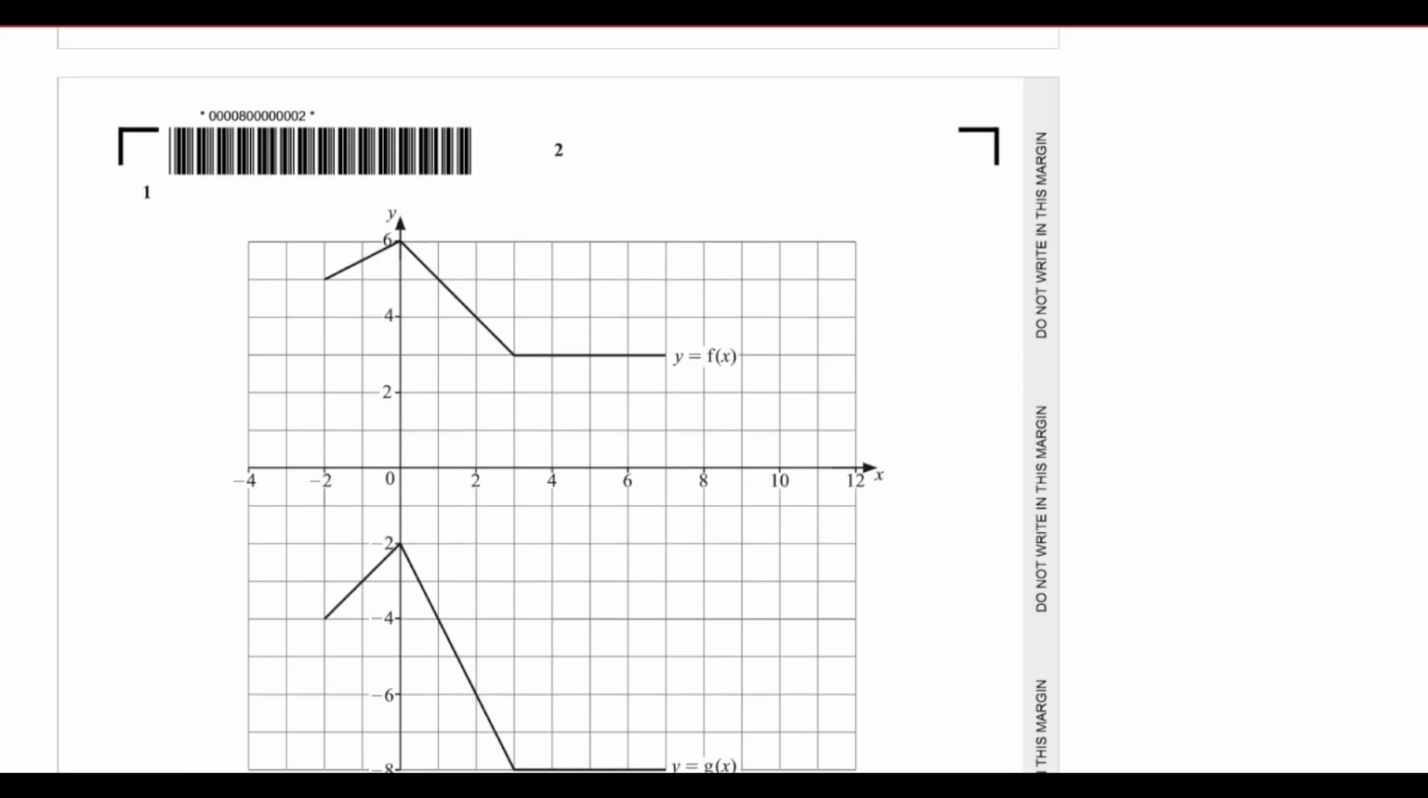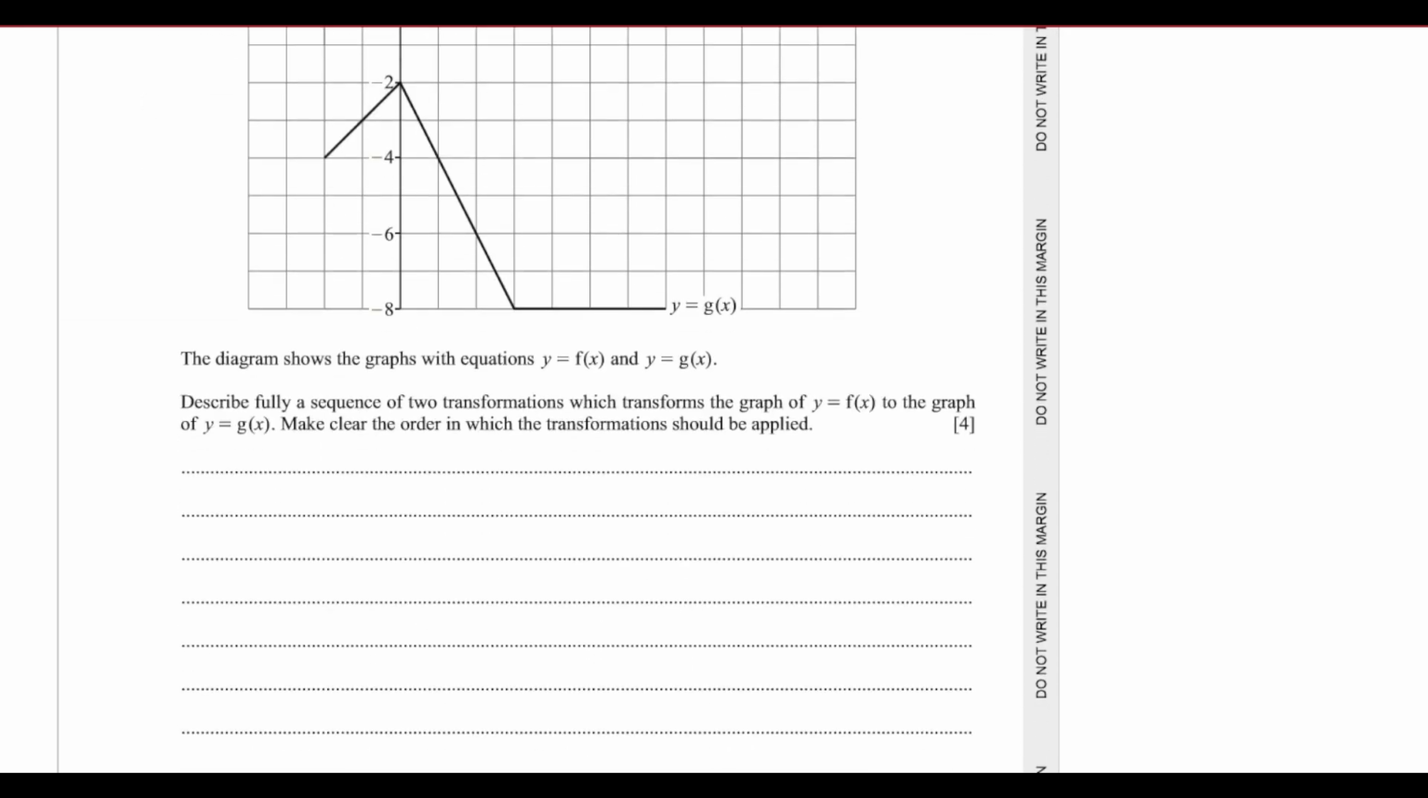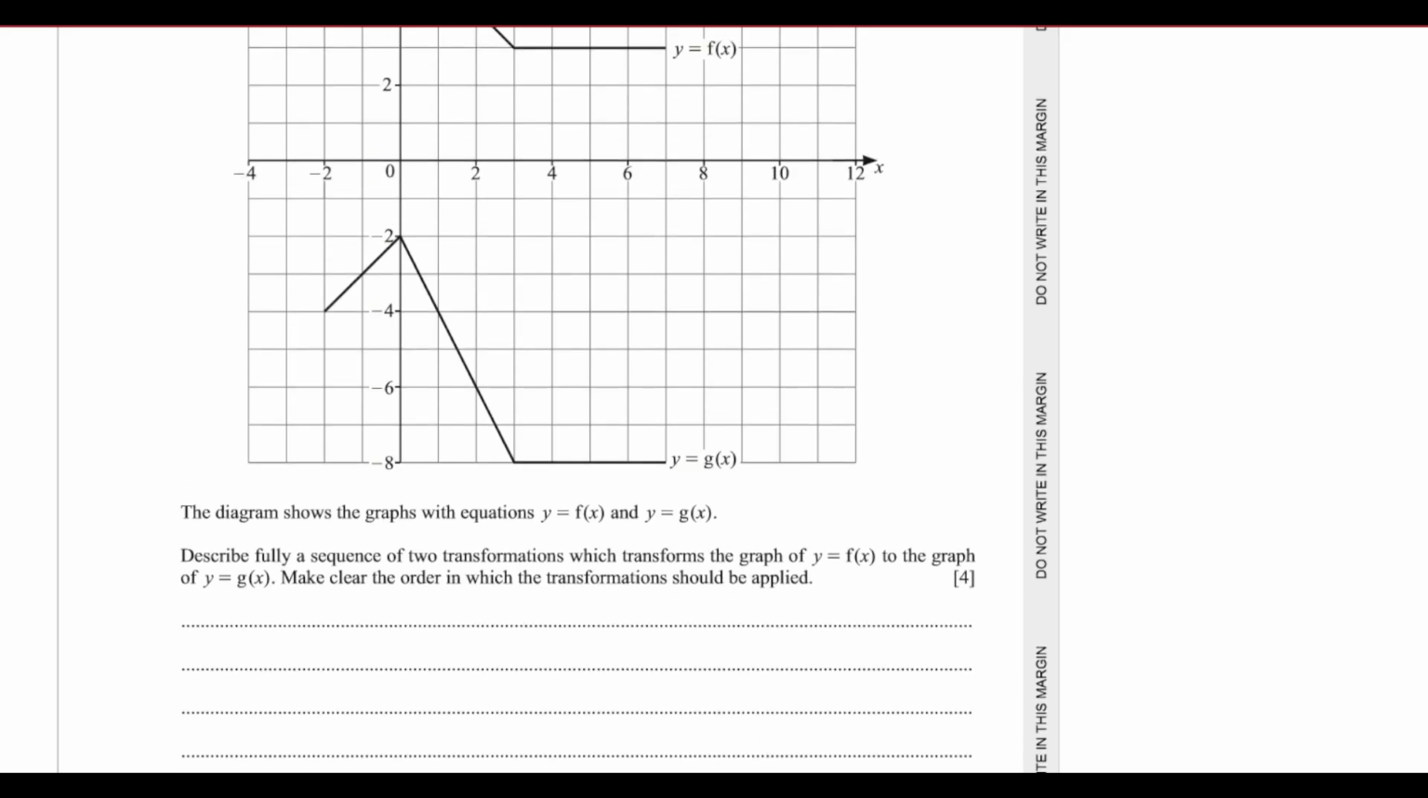So question 1 is on chapter 2. We're given a function and we need to describe fully a sequence of two transformations which transforms the graph of y equals f of x to the graph of y equals g of x.